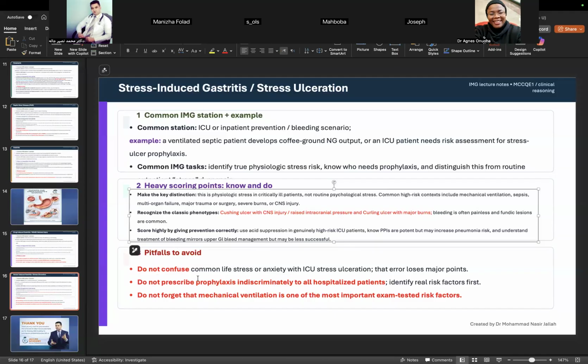So do not do these things. Avoid this: do not confuse common life stress or anxiety with the ICU stress ulcer. That error loses major points. Okay? So when they say stress, it doesn't mean psychological or emotional. It is physiological. Do not prescribe prophylaxis indiscriminately to all hospitalized patients. Identify real risk factors first. Do not forget that mechanical ventilation is one of the most important exam-tested risk factors. Please do not forget this.